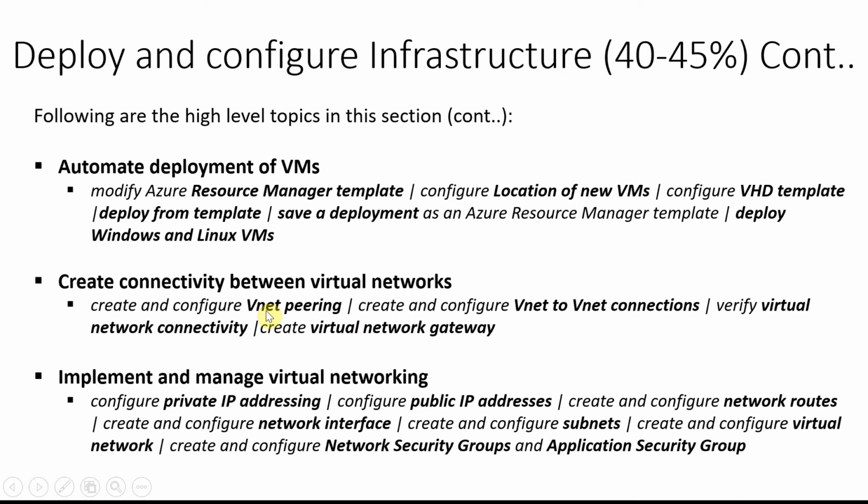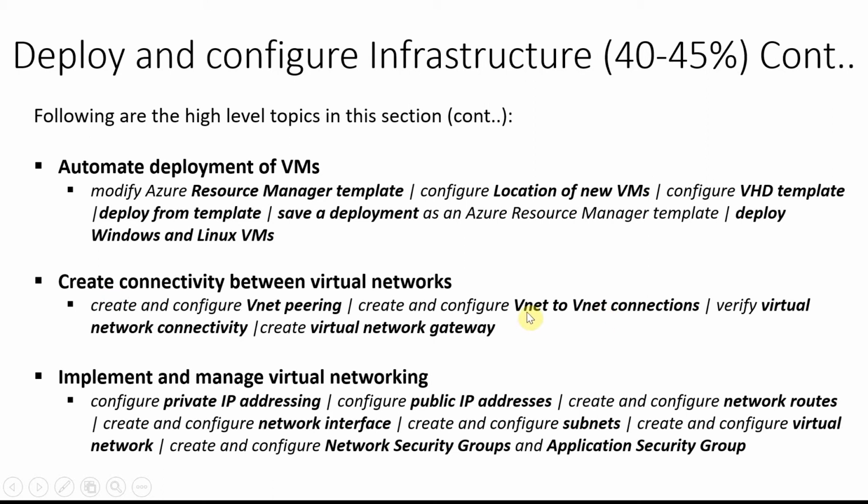So here it is called VNet or virtual network. Both are the same. VNet is a short form of virtual networks. So how will you create two different networks? How will you connect them? You will connect via peering. It's called VNet peering.